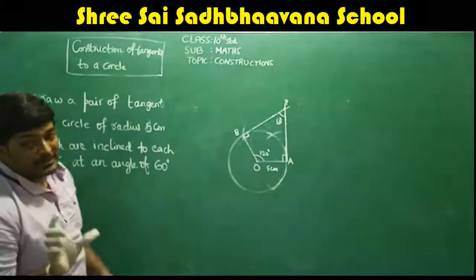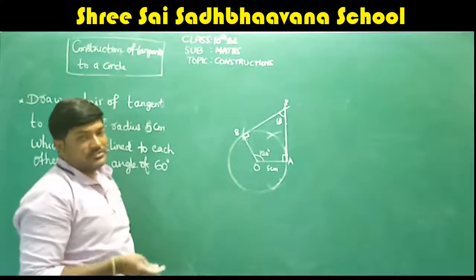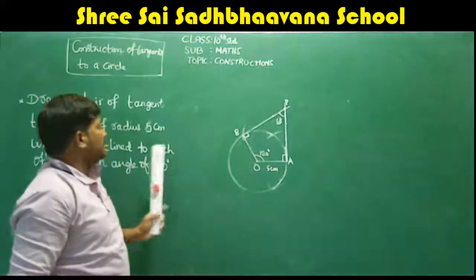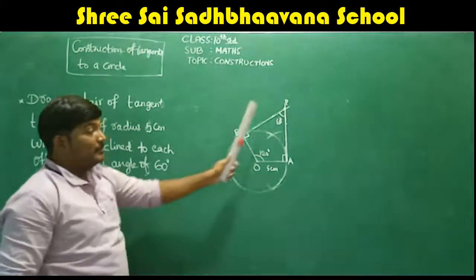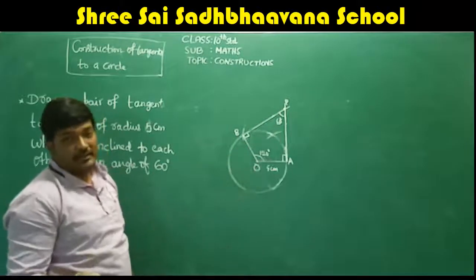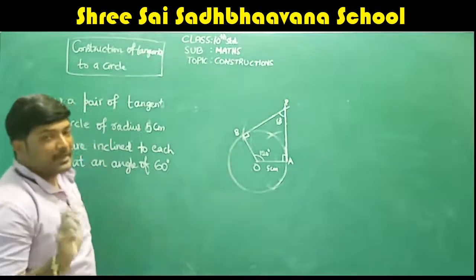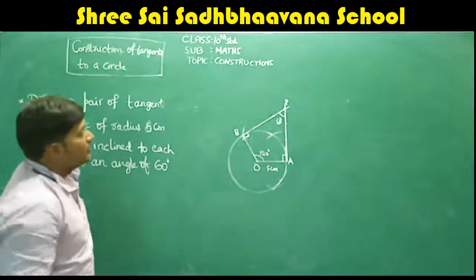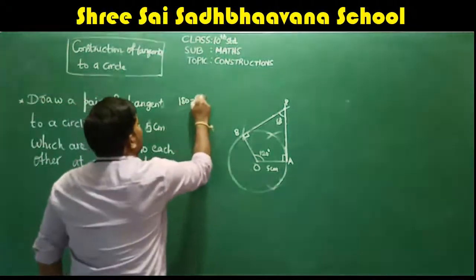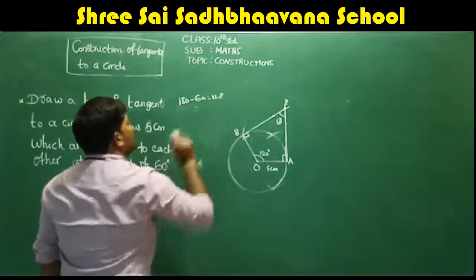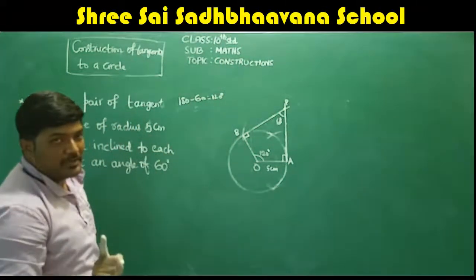See guys, simple thing. You don't scratch your head much, not required. Here, how much angle should they make between these two tangents? 60 degrees. Correct. PA and PB, the angle between PA and PB should be 60. Just subtract 60 from 180. So 180 minus 60, how much will you get? 120. So you'll come to know that 120 is the angle.